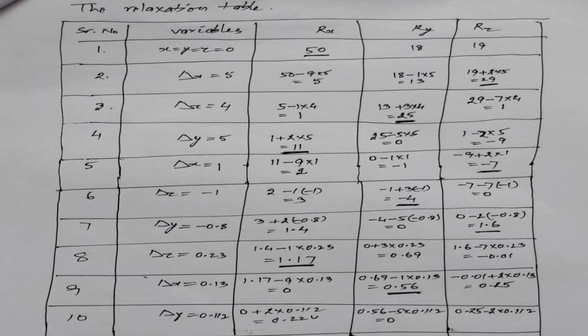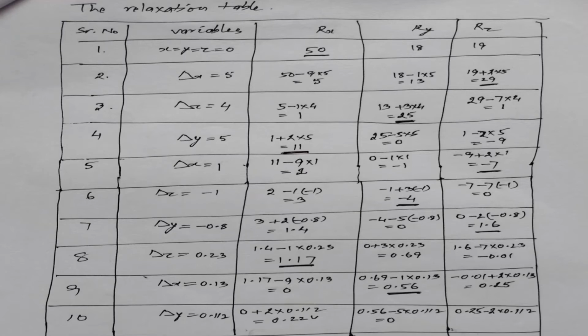Now Rx 1.17 is the greatest residual, so we take delta x equal to 0.13 to reduce, and then Rx becomes 1.17 minus 9 into 0.13 equal to 0. Correspondingly, Ry becomes 0.69 minus 1 into 0.13, that is equal to 0.56, and Rz becomes minus 0.01 plus 2 into 0.13 equal to 0.25.